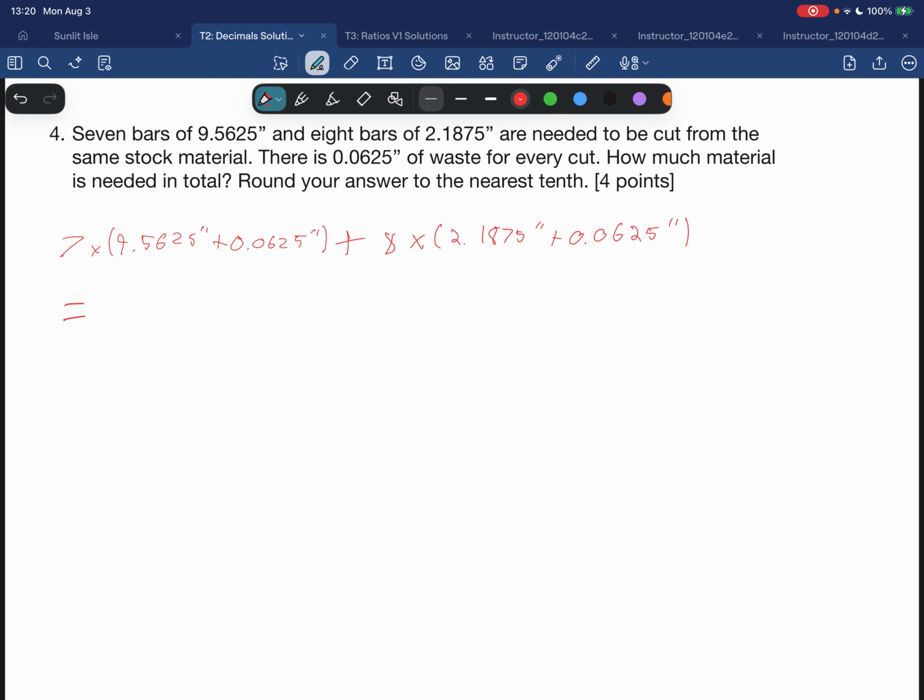Punch that all in a calculator. You will get 85.4 inches, which is the correct answer I was looking for.